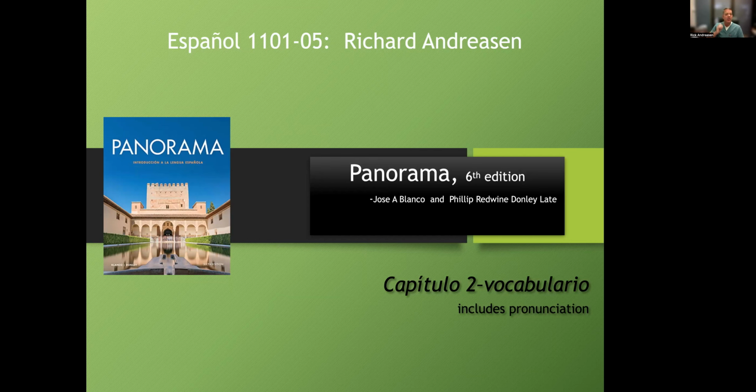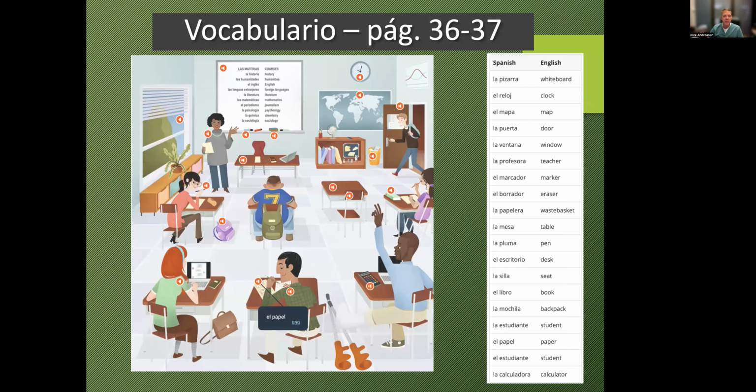Estamos empezando capítulo 2, chapter 2 in Panorama. So we're going to go through some vocabulary, see if I can give you some tips on some of the more important things that are covered in this week. So firstly, on page 36 and 37, we have a picture of a schoolroom. The topic for this section is en la universidad, so in the university. So we're looking at a classroom and some different vocabulary. On your online text, you can click on the microphone or the speaker button, and listen to the pronunciation.